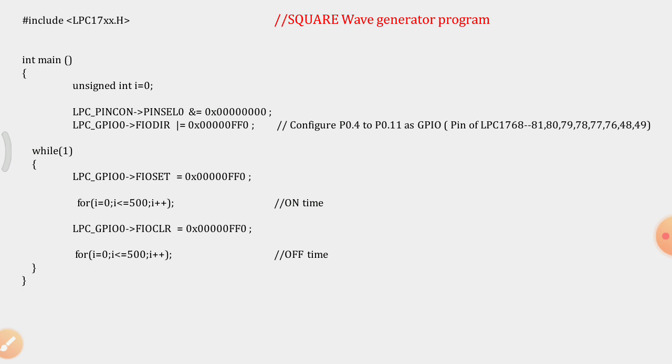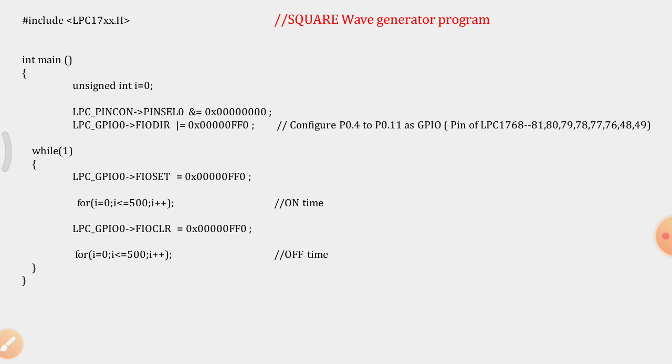We will go through a program to see how it converts digital input and produces a square wave and a triangular wave. Here is the program for square wave. First, in the beginning line, #include lpc17xx.h, a header file, is added. Then, starting with the main program, int main, we create an integer I equal to 0.